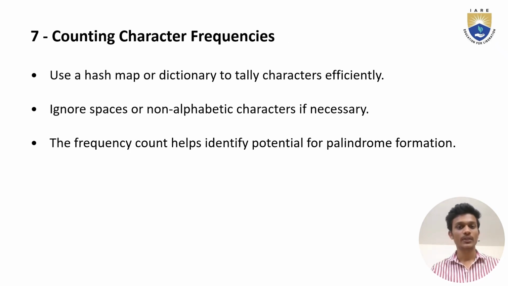Counting character frequencies. Use a hash map or dictionary to tally characters efficiently. Ignore spaces or non-alphabetic characters if necessary. The frequency count helps to identify potential for palindrome formation.